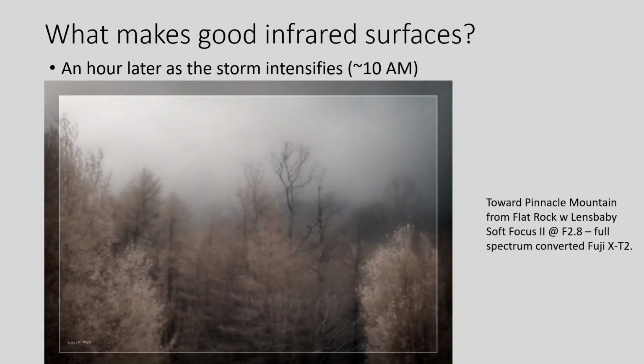An hour later, the storm had really hit its peak, and the amount of available infrared light had dropped off dramatically. So the same shot tended to underexpose the highlights on the trees, turning the foliage various shades of red.